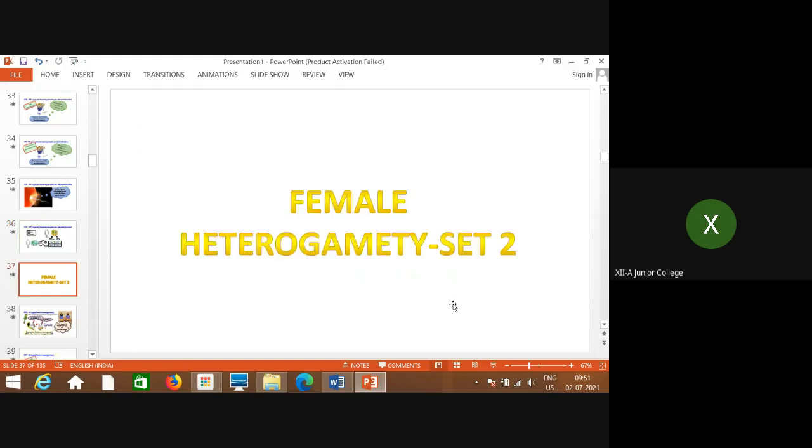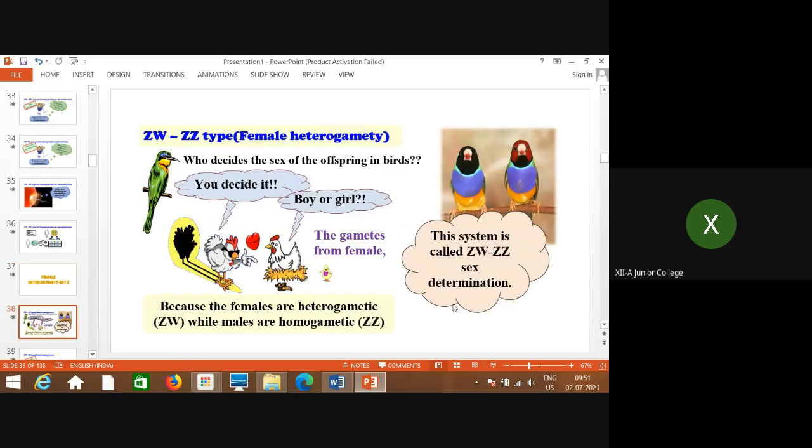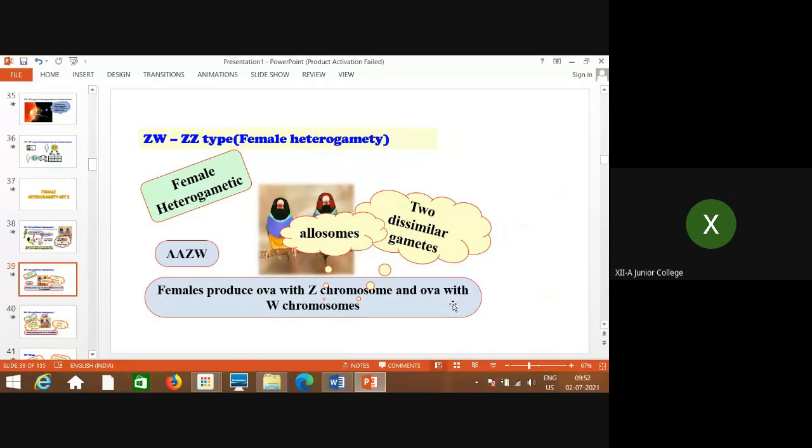But in birds, and even in some reptiles and some other species, females are heterogametic. In human beings, males are heterogametic. In birds, the females are heterogametic. Who decides the sex of the offspring in birds, whether it is a boy or a girl, male or female? This system is called ZW-ZZ sex determination. In human beings, it is XX-XY. In birds, it is ZW-ZZ. That is because the females are heterogametic, represented as ZW, while males are homogametic, represented as ZZ.